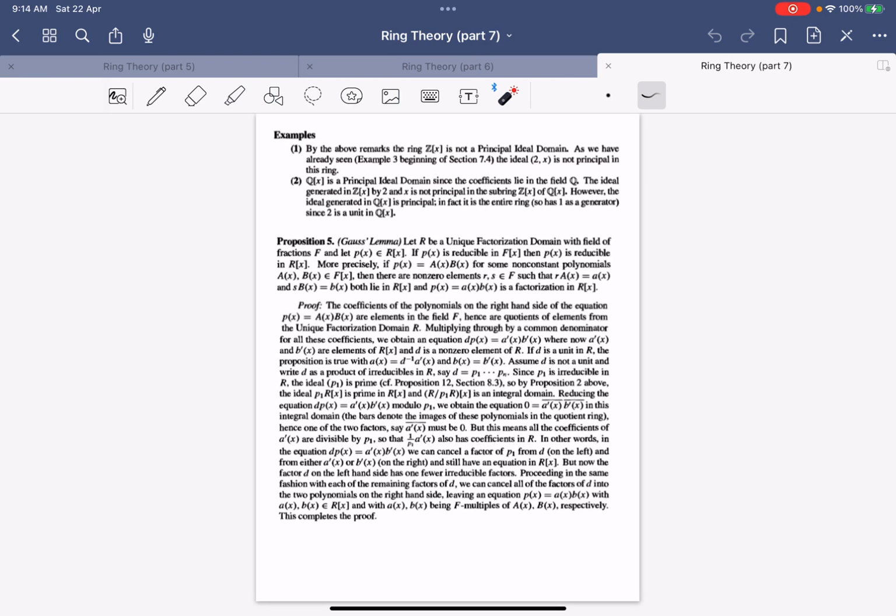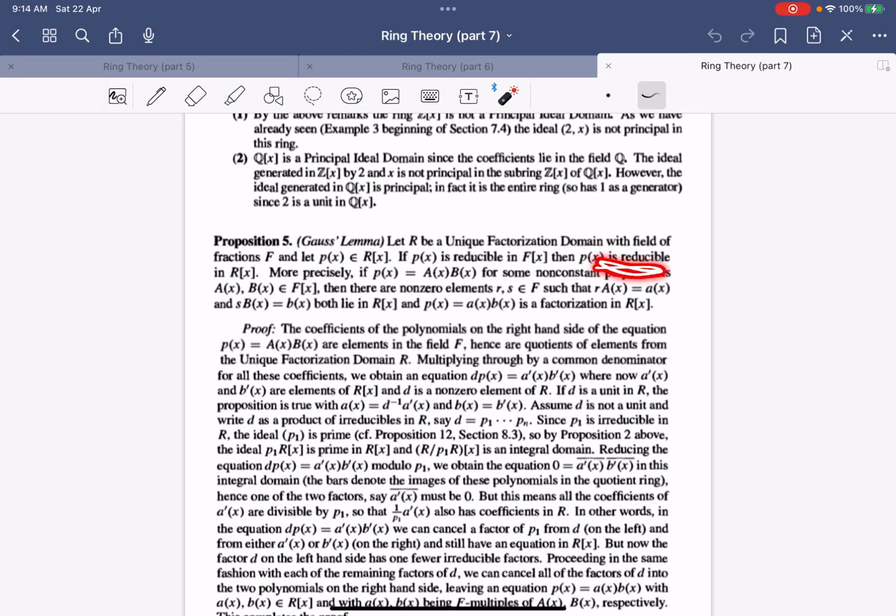And next we'll talk about an important criterion for factorization known as Gauss' lemma. And it states that, so we have R, which is a UFD with a field of fractions F now. So we create a field of fractions. If we know that p(x) is reducible in F[x], in polynomials with coefficients in F, then we will know that p(x) is reducible in R[x].